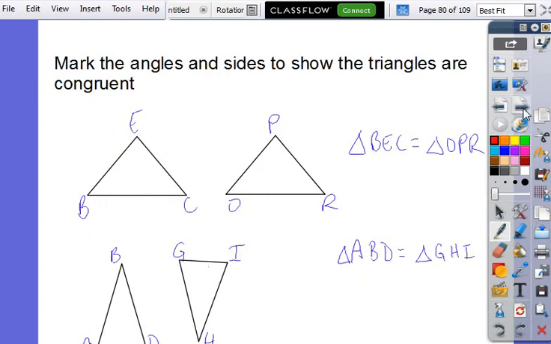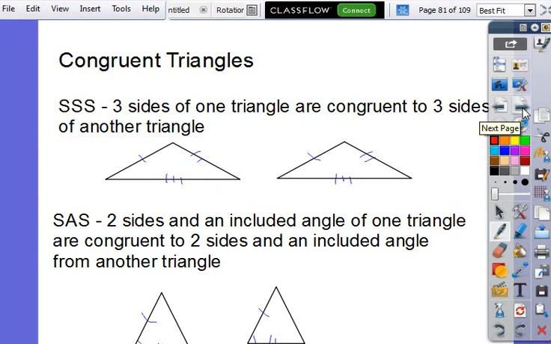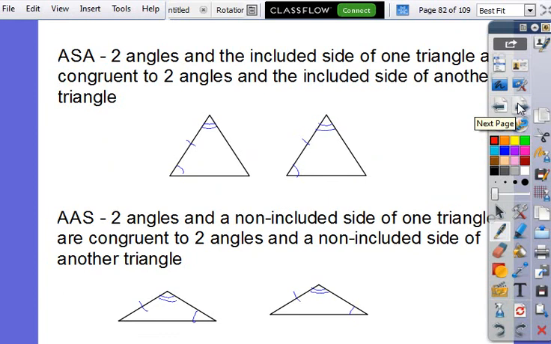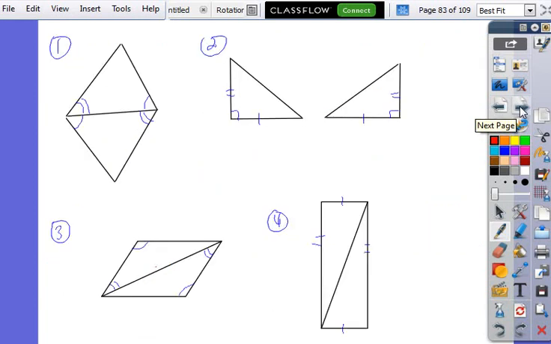All right, the congruent stuff, we've already done this with the proofs. Side, side, side; side, angle, side; angle, side, angle; and angle, angle, side. What would number 1 be? Angle, side, angle. Number 2, side, angle, side. Number 3, angle, angle, side, because the side is not in between. And 4, side, side, side, when I mark the middle.